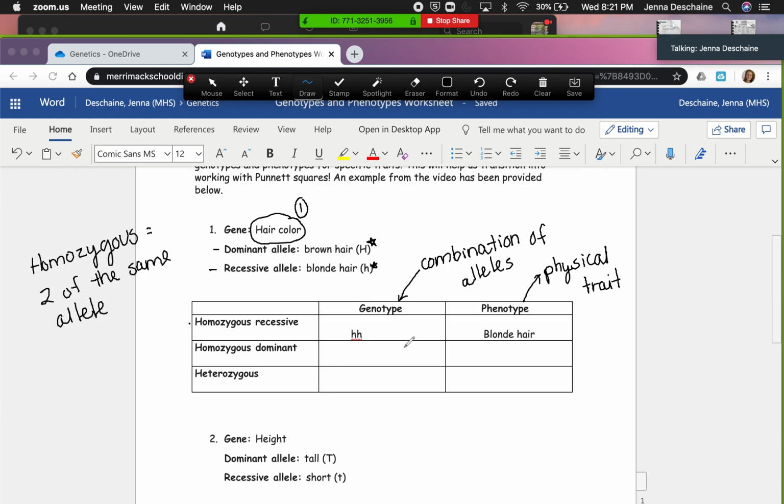So this next one, I'm looking for the genotype and phenotype of a homozygous dominant individual. So if I look at homozygous, I know that a homozygous individual has two of the same allele. And then I see this word dominant, so all that means is that this individual has two copies of the dominant allele. So that would be capital H. And so if I have two capital H's, the only possibility here for a phenotype or a physical trait is brown hair. So I'm going to write that right here.